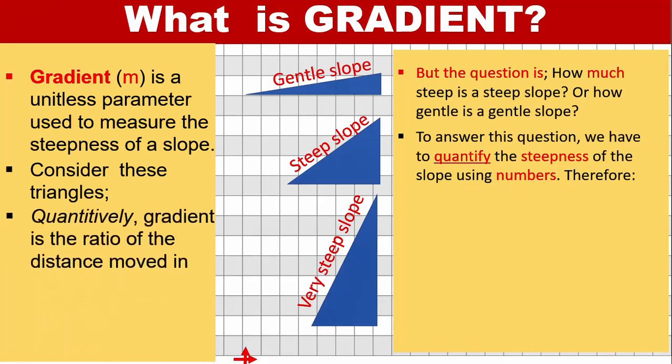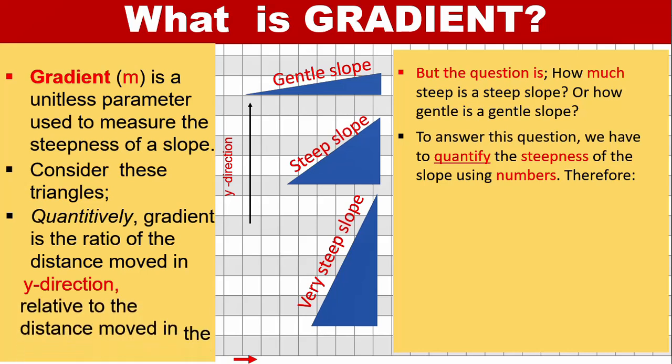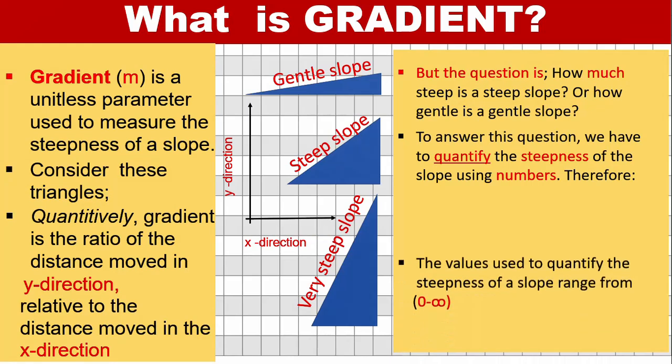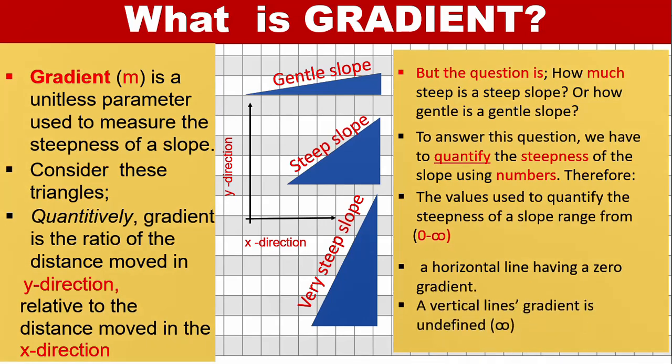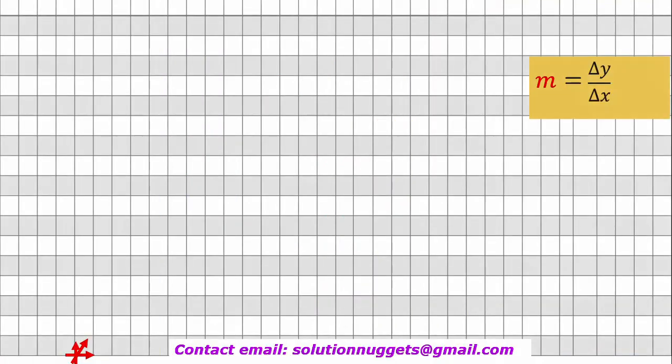Therefore, quantitatively, gradient is the ratio of the distance moved in the y direction, as you can see on the Cartesian plane to the side, relative to the distance moved in the x direction as indicated by the arrow. The values used to quantify the steepness of a slope range from 0 to infinity. Here, infinity means limitless. A horizontal line has a gradient of 0, while a vertical line has an undefined gradient or infinite.